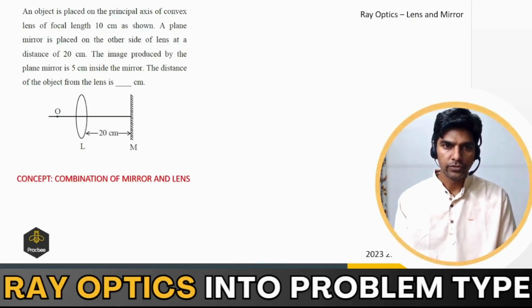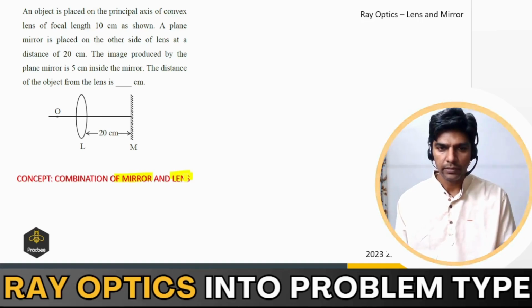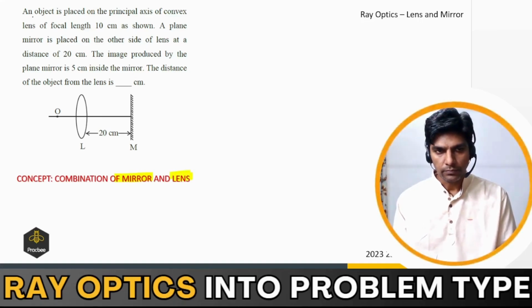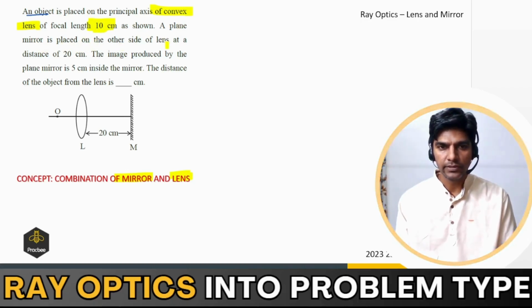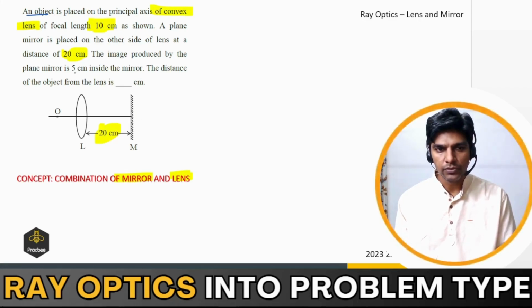So 10 is the answer of this question. Let us see another question based on the same concept, mirror and lens. An object is placed on the principal axis of a convex lens of focal length 10 centimeter. A plane mirror is placed on the other side of the lens at a distance 20 centimeter. The image produced by the plane mirror is 5 centimeter inside the mirror. The distance of the object from the lens is? So what we have given is that the image is being produced 5 centimeter inside the mirror. So that is the image.